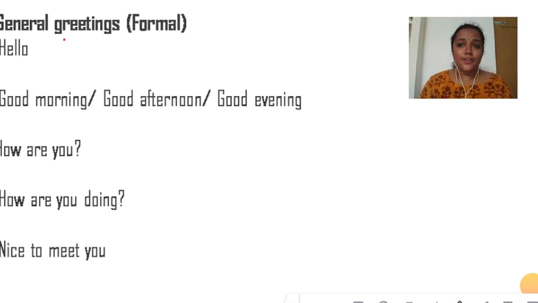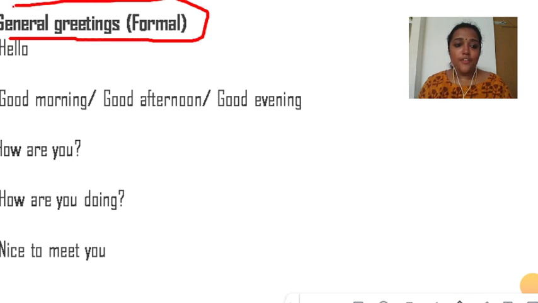Now let us discuss in detail how to greet in English in a formal manner. So we have the general greetings, the words that we use for greetings in a formal manner. I have already explained this formal manner, isn't it? So let's now discuss the common greeting words that we use in a formal situation.